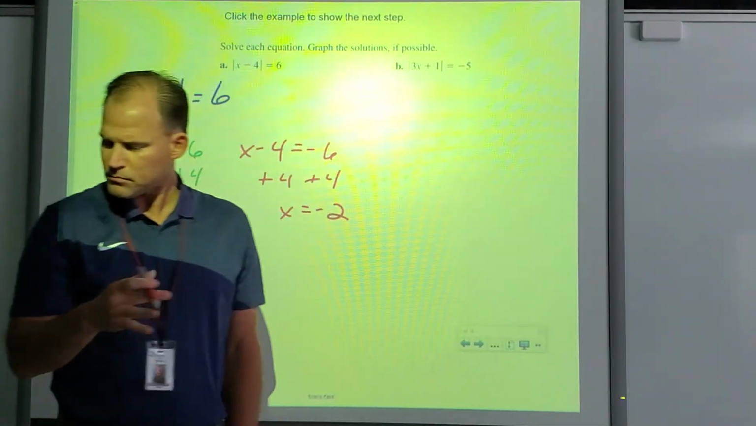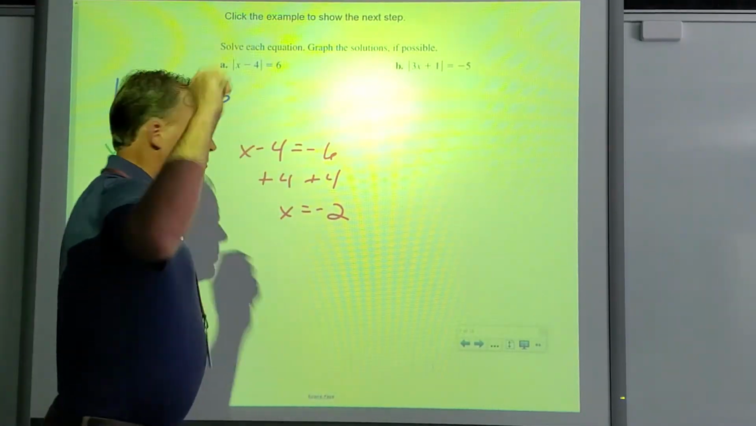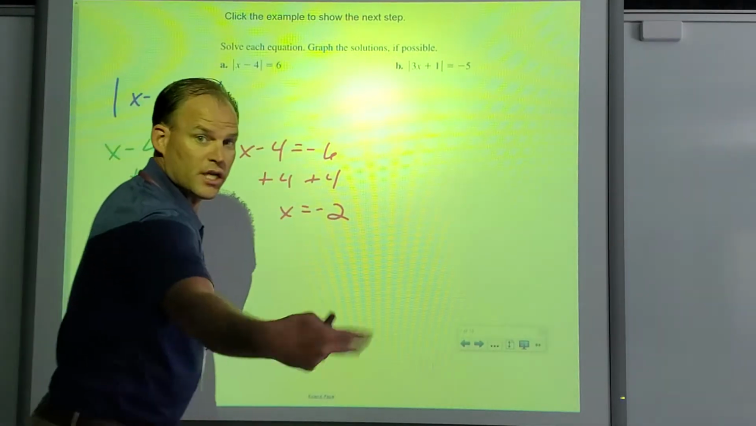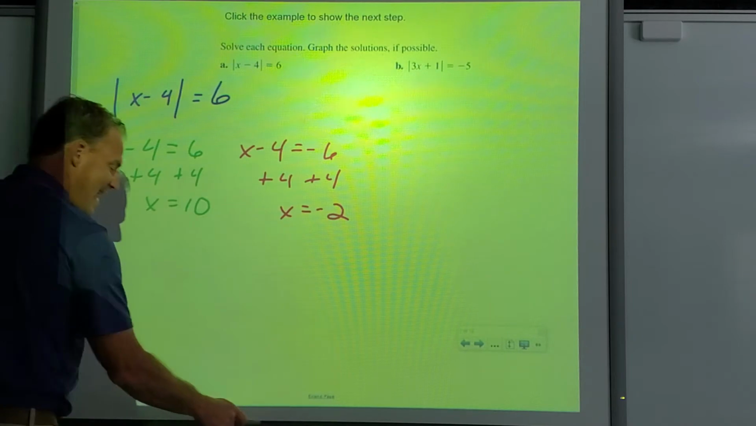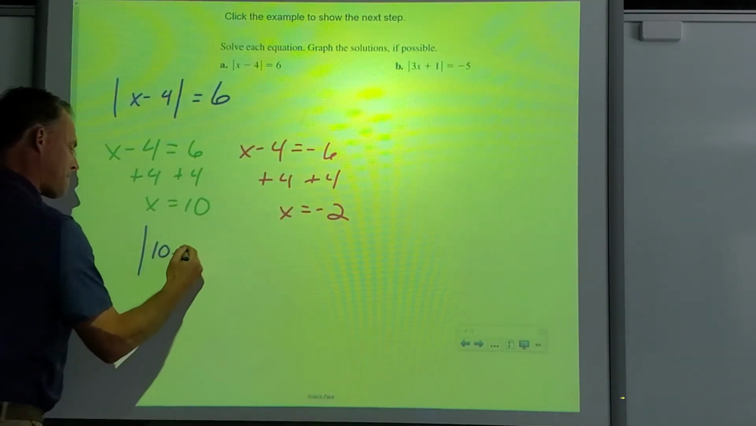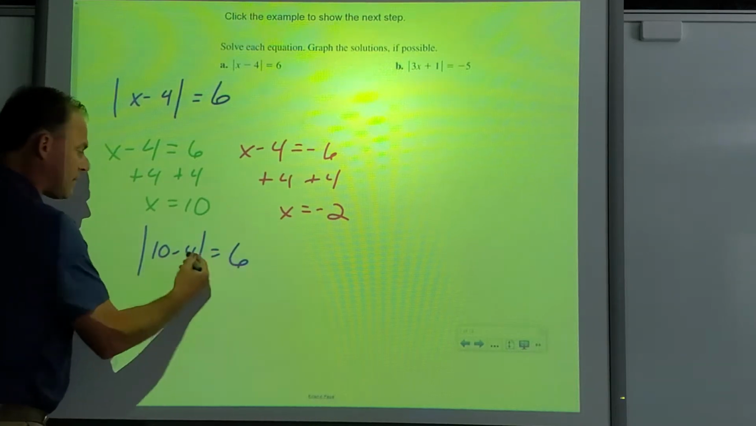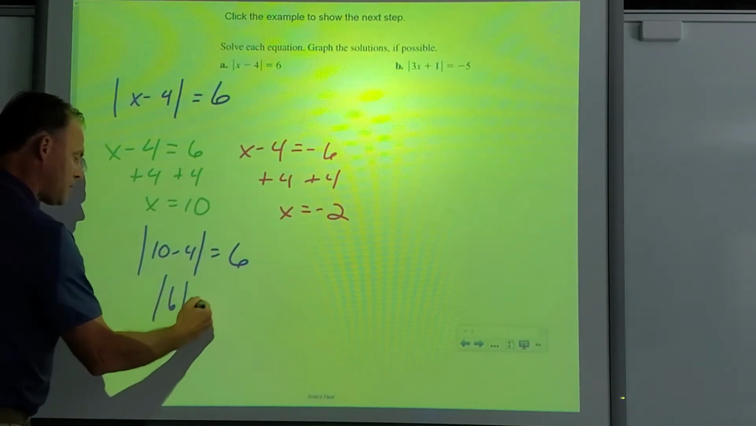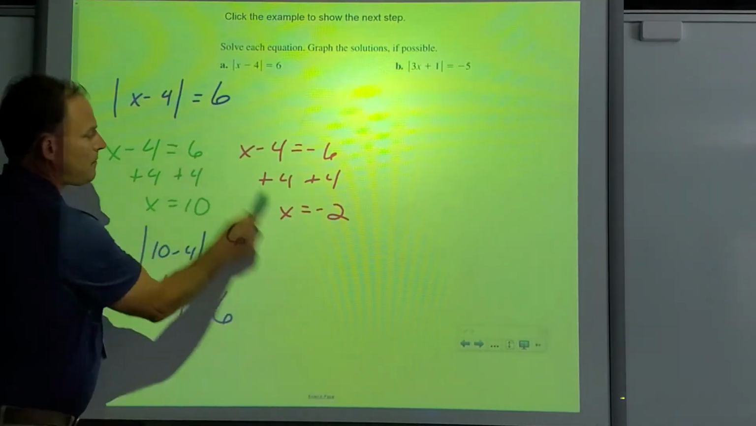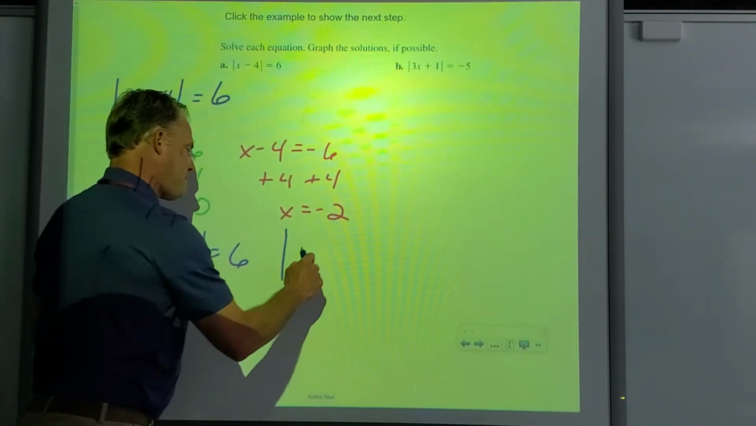To prove to you that I'm not a liar, I'll do this once, I'm not gonna do it every time, but we're gonna check this answer. Look, if I take 10 and I plug it back into the original equation, 10 minus 4 is 6. Does the absolute value of 6 equal 6? Yes, it does.